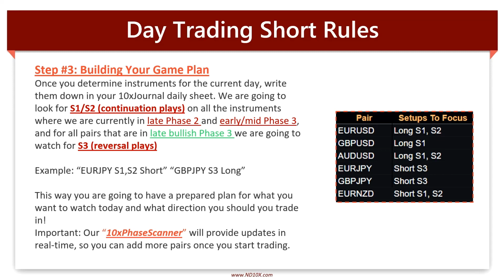This way you are going to have a prepared plan for what you want to watch today and what direction you should trade in. Important. Our 10x phase scanner will provide updates in real time, so you can add more pairs once you start trading. That only means that after you have done your initial plan, you can always add pairs that are in phase 1 when they turn to phase 2, while you are already watching, let's say, 6 to 8 pairs. You can always add more pairs during the day.